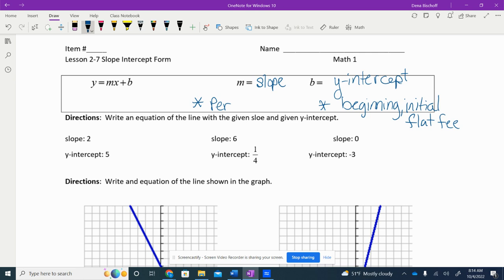So today we're just working on writing equations based off of slope, y-intercept, graphs, do a couple of word problems, I believe. So example number 1, we have a slope of 2 and a y-intercept of 5. I need to write an equation for that. What's that going to look like? My slope is 2. That takes care of the m in my equation. And my y-intercept is 5. That takes care of my b. So what's that equation going to look like?